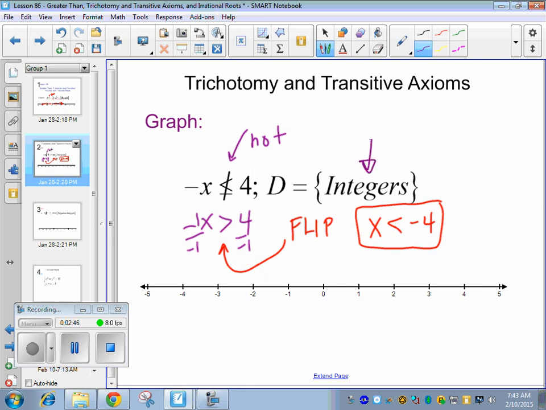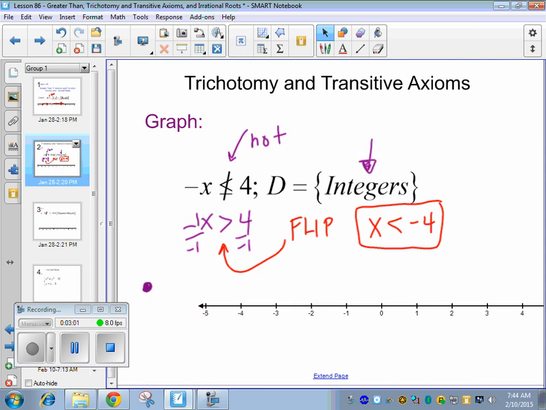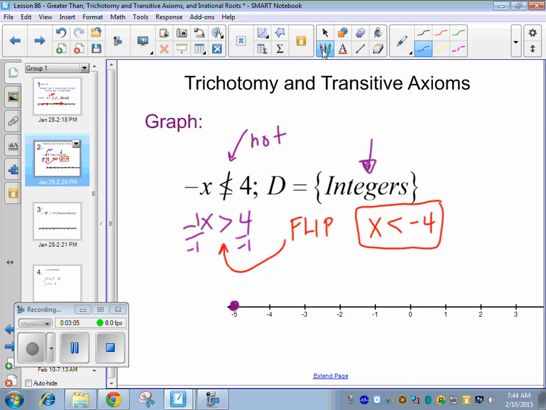So -4 is not included. And we have a domain of integers. Be careful that you look at your domain. What's the first integer that is less than -4? -5. This is not a very good number line. Okay? So -5, and then we would have -6, -7, right? So all those integers going less than.